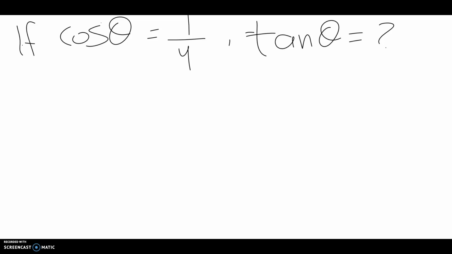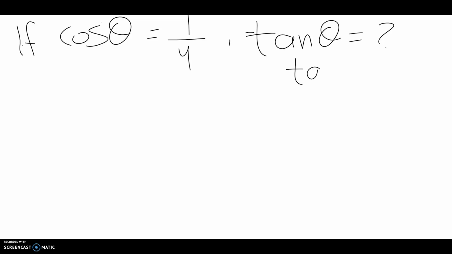So here's the question. We need to find tan theta if cos theta is given, right? Cos theta is equal to 1 over 4. If we need to calculate tan theta, we have to use the identity. And what is the identity? Tan theta is equal to sine over cos.